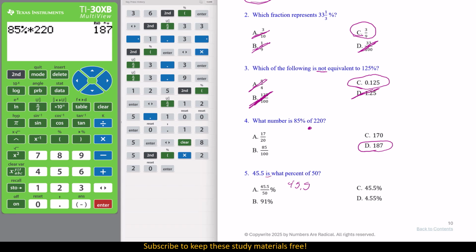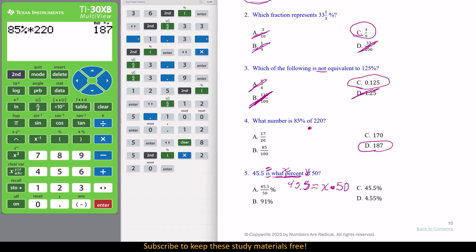So we have 45.5, "is" is our equal. Okay? And then what percent? That's the X. That's the actual question. That's what we're looking for. "Of" is our multiplication, and then 50 is simply what we're using.